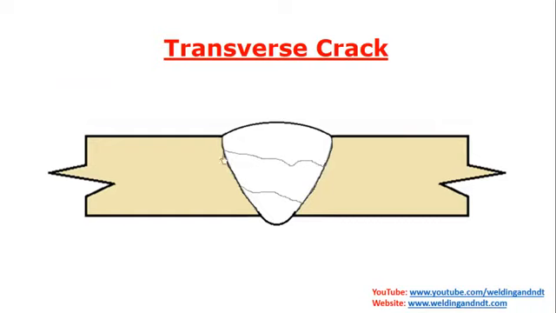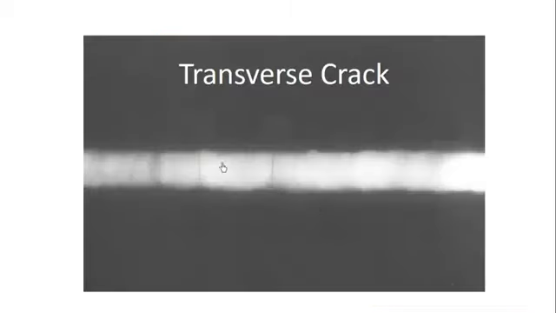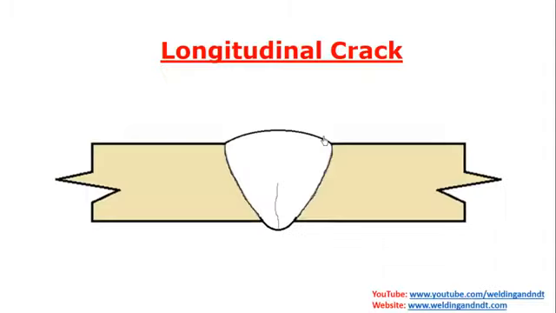Here, as you can see, this transverse crack is across the length of the weld, and it will appear on a radiography film like this: a dark line across. The length of the weld is in this direction, so across means this type. This is a transverse crack. Now the longitudinal crack, you can see, is along the length of the weld. So in the entire radiograph there is a crack. This is how cracks can be identified.